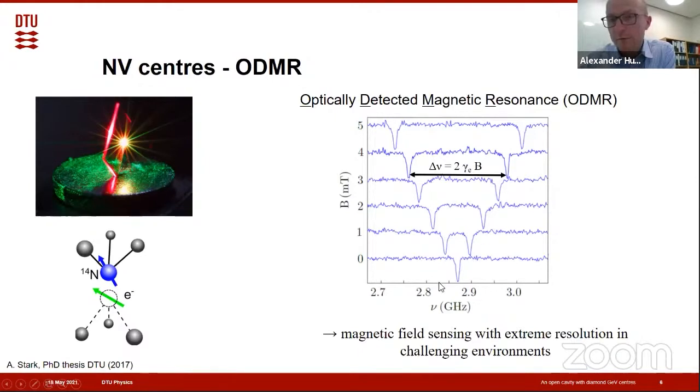and the change in this precession frequency then can sort of be used as a measure for an applied magnetic field. And sort of this property, which is termed optically detected magnetic resonance, is the main feature which has caught a lot of attention and interest in diamond color centers over the past two decades, and can be used to sense magnetic fields with extreme resolution, so down to the nanoscale, down to the nano or picotesla magnetic field range in extreme environments.